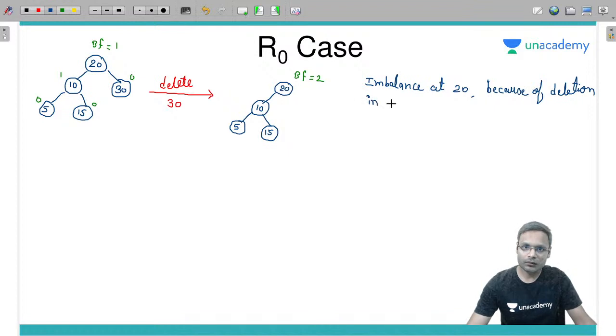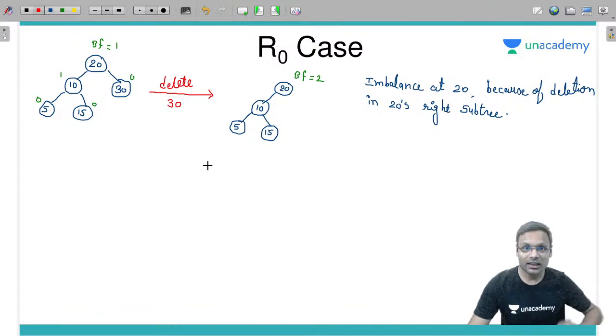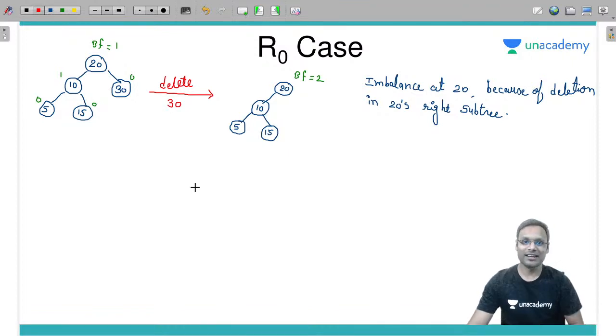In 20's right subtree. अब 20 के राइट सब ट्री में डिलीशन कर दिया तो इम्बैलेंस आ गया. If there is any imbalance, अब हम क्या चेक करेंगे?